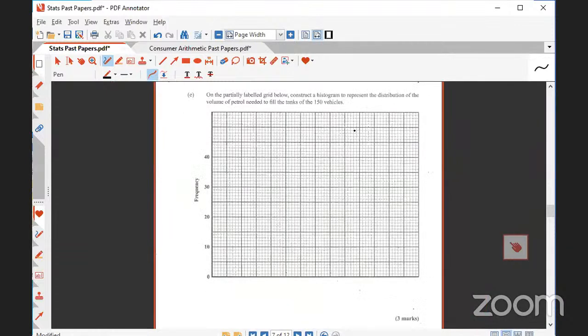All right, so on the partially labeled grid below, construct a histogram to represent the distribution of the volume of petrol needed to fill the tanks of the 150 vehicles.